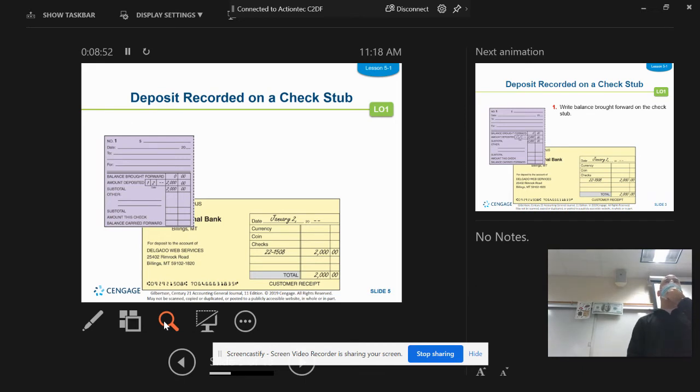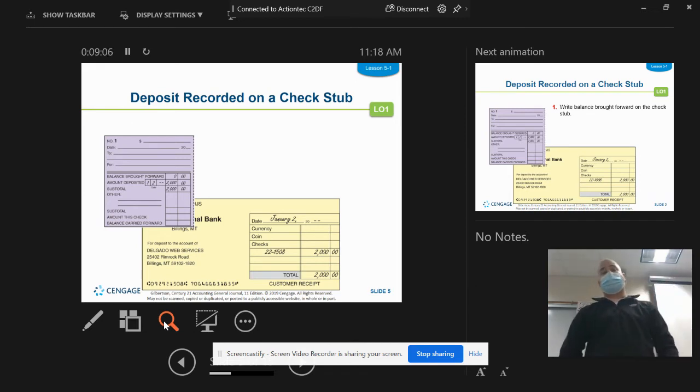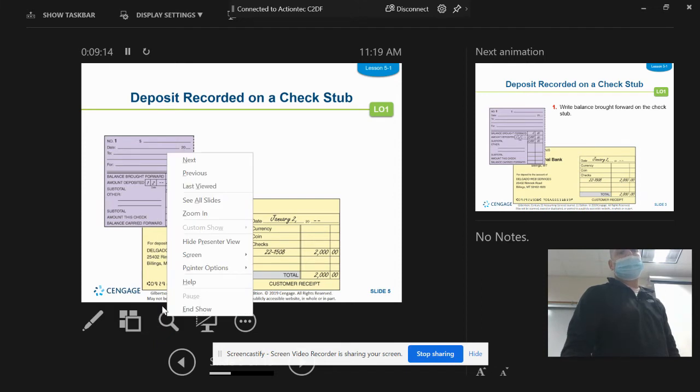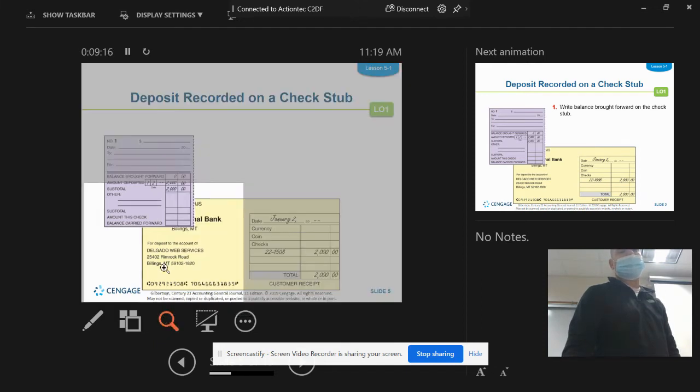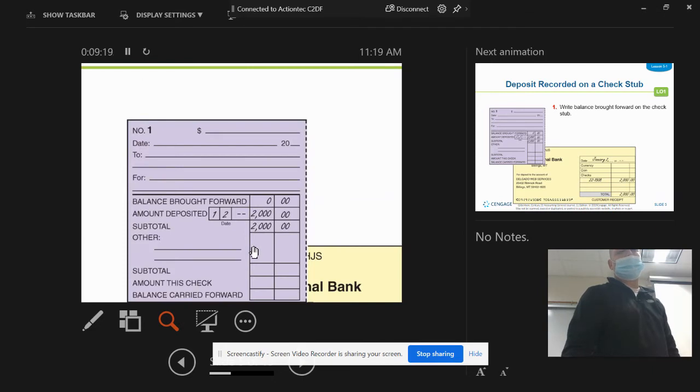For a business, has anybody actually seen business checks before? I should bring these in, but maybe if your mom or dad are in the habit of writing checks for their business, you might see them. But essentially, what we're looking at here is simply the check stub portion of the actual check.